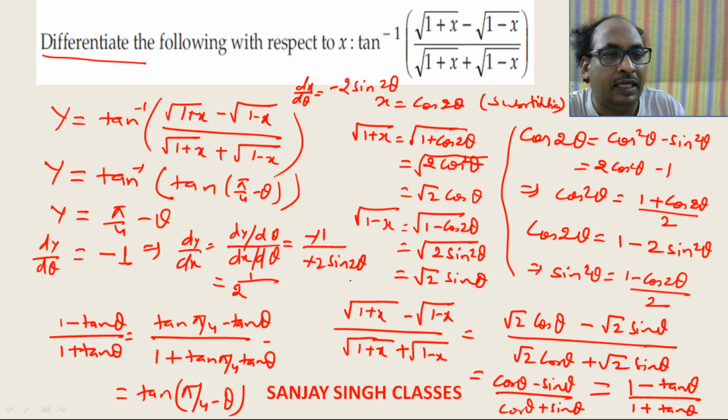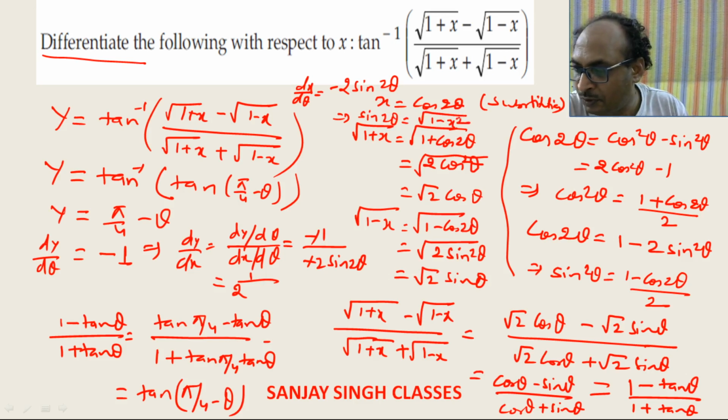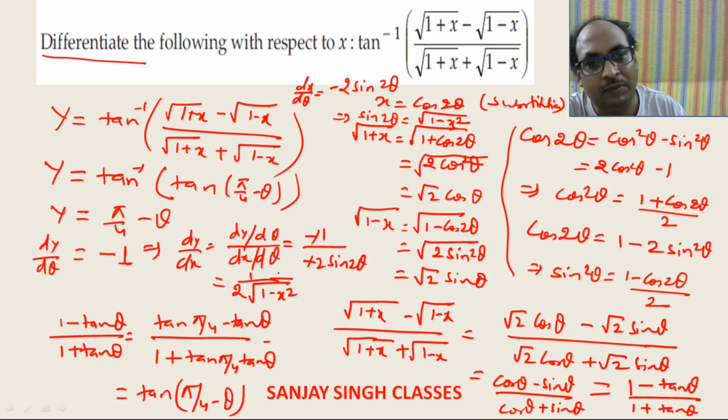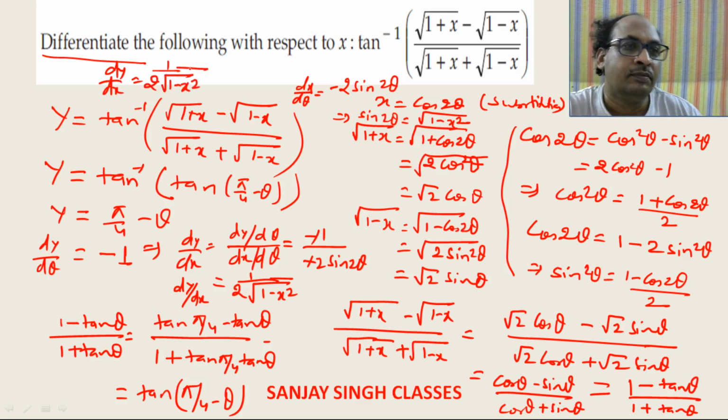Okay. So sin 2 theta will be what? Using cos 2 theta, we can write sin 2 theta is equal to whole root 1 minus x square. So here it will become whole root 1 minus x square. So 1 by 2 whole root 1 minus x square, we will be getting dy by dx. Okay. So dy by dx is equal to 1 by 2 whole root 1 minus x square. Right.